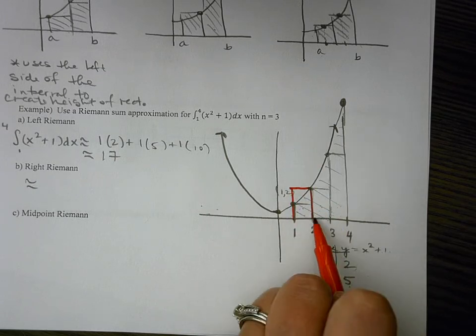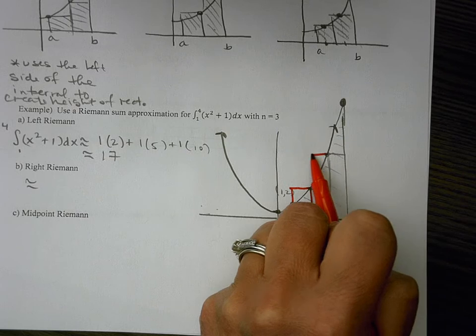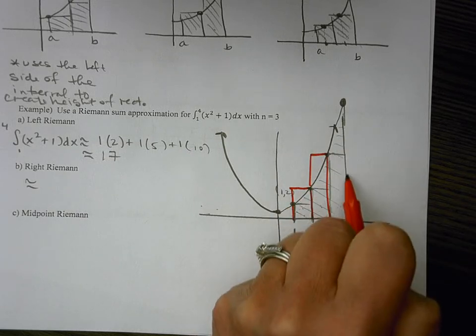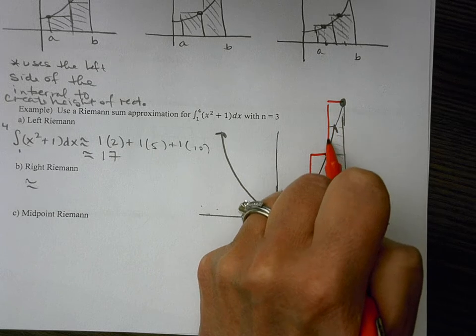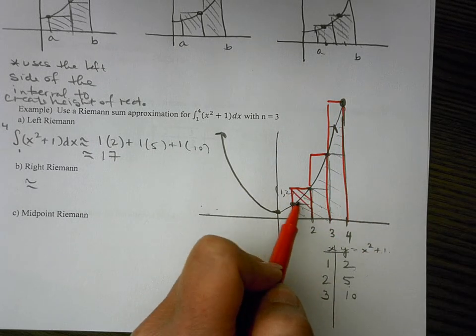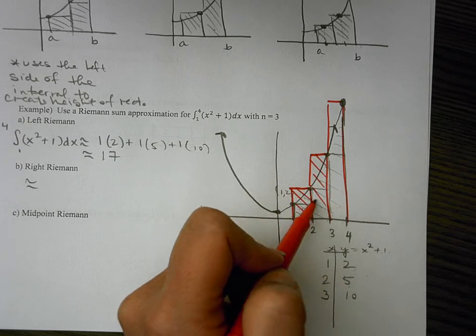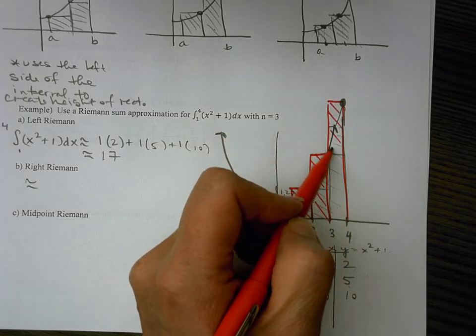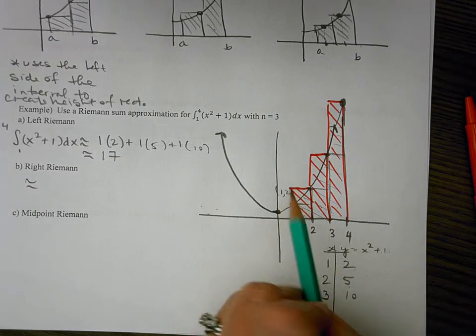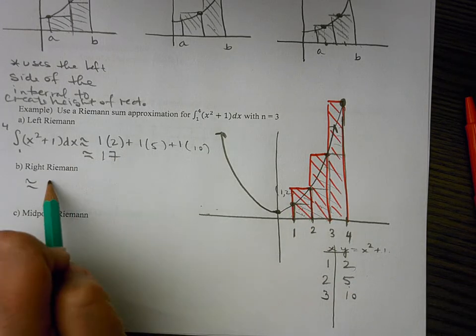So then again, I'm going to do the right side to create my next rectangle, and then I'm going to do the right side to create my next rectangle. So this time I have these 3 rectangles that I have to find the areas of because I use the right side of each interval to kind of cap it off, right? So for this first rectangle, they all have a base of 1.